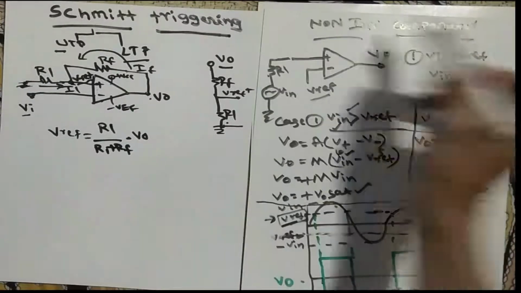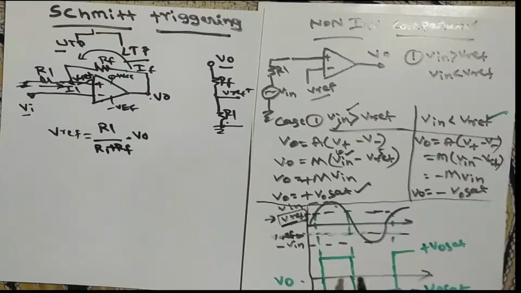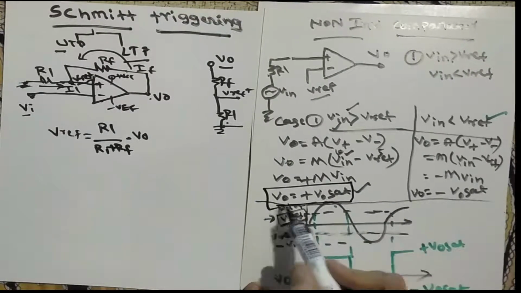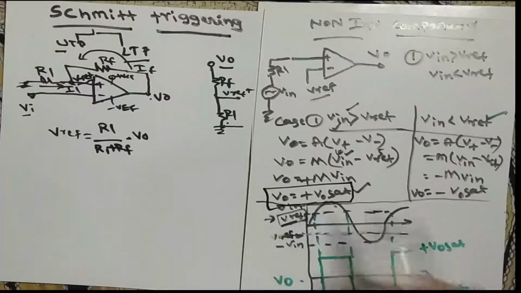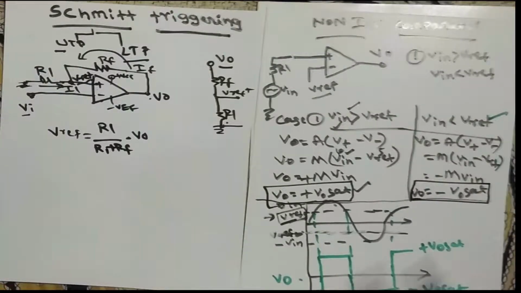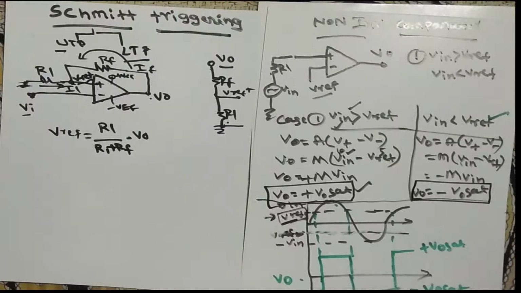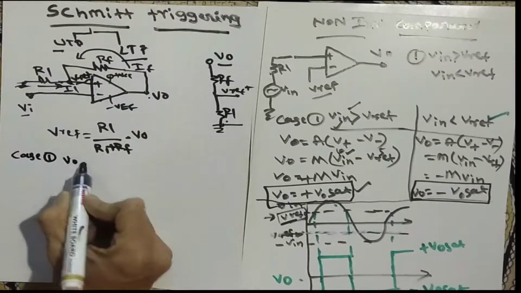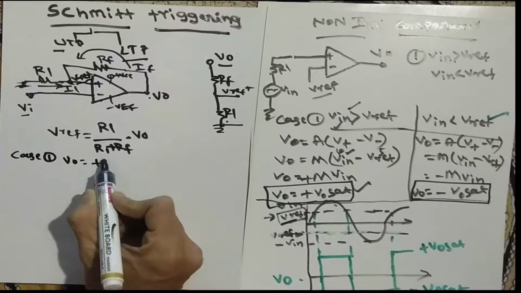In the previous non-inverter or inverter, any comparator, we discussed that there are two types of output we are getting. One is V0 equal to plus V0 saturation, or V0 equal to minus V0 saturation. So there are two possibilities of V0. So take case 1: V0 we can assume is plus V0 saturation.